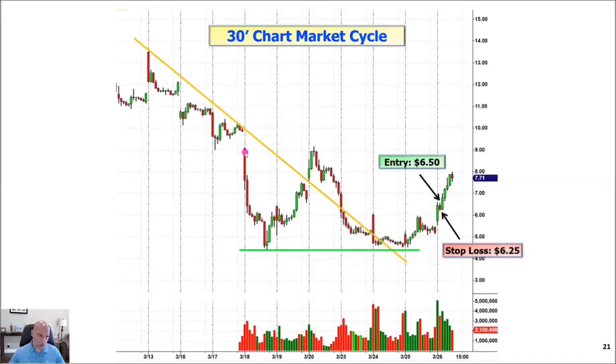Look at the wide range bars. Look at the volume. The volume's so small over here, it's almost imperceptible. Now look at the volume, okay? Guys, this is a 30-minute chart, and this stock is doing 3 to 4 million shares every 30 minutes. You're in at 6.50. Your stop is 6.25. It's a 25-cent stop, and you got $8. It's $1.50. It's 6 to 1 in your money in 1 hour, 2 hours, 2.5 hours. That is a 30-minute market cycle.